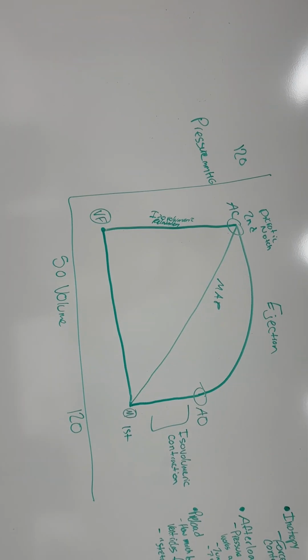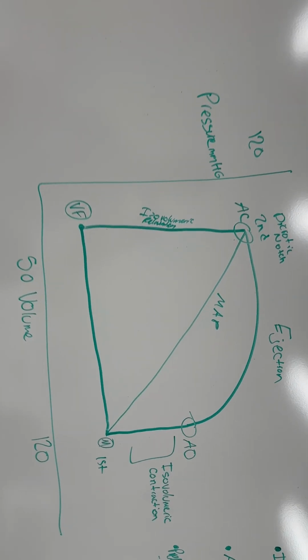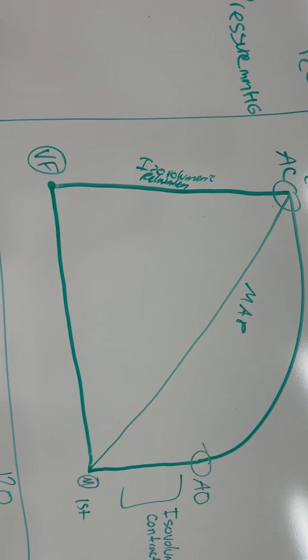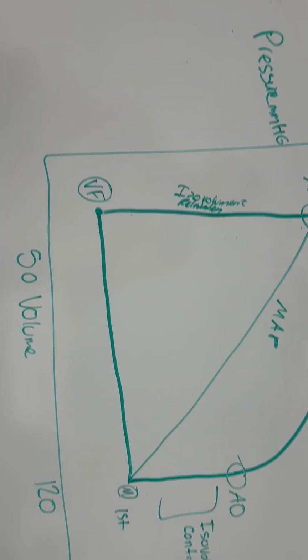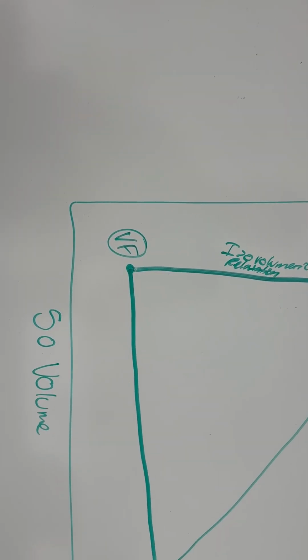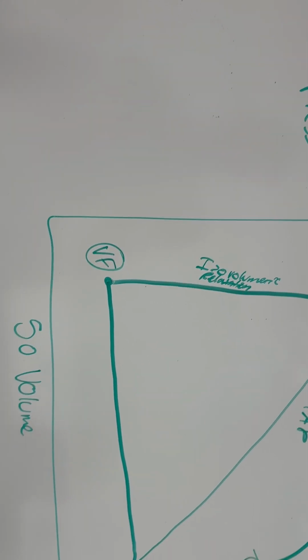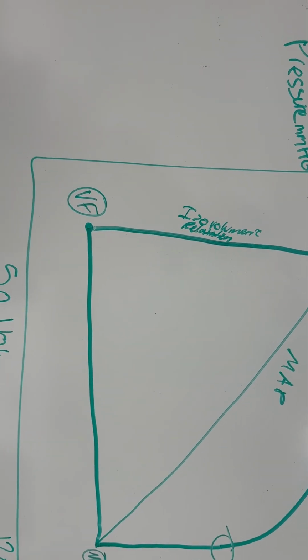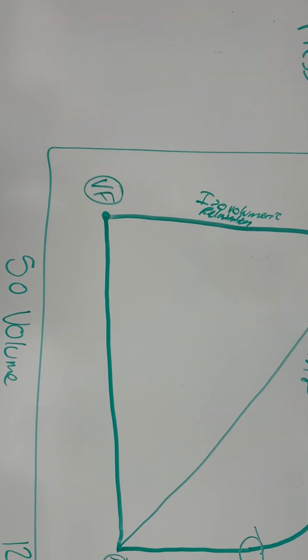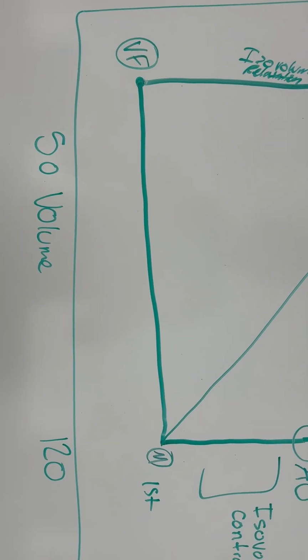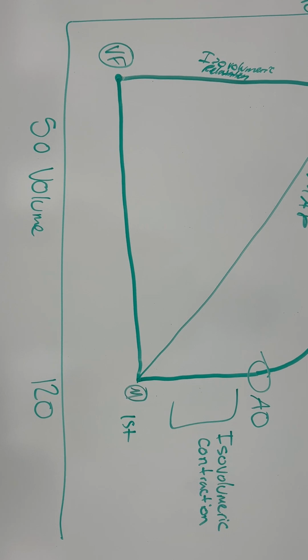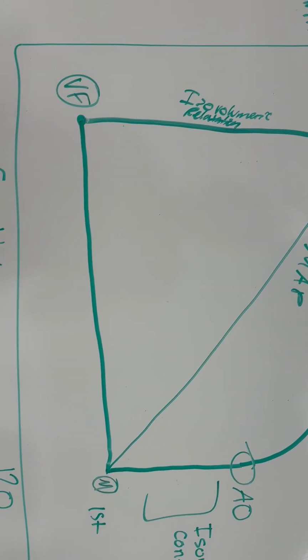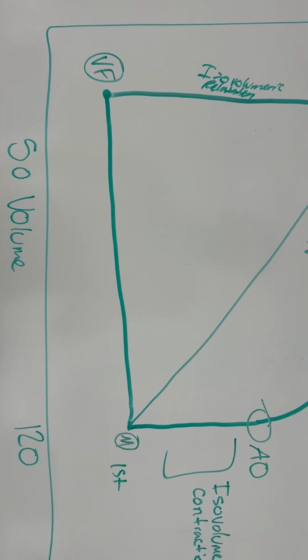So we've got our pressure volume loop here for one cardiac cycle. Let's start out at ventricular filling in diastole. We have the rapid inflow phase of diastole, where we're going to see a large increase in volume, but only a little increase in pressure. It's not going to be very much.